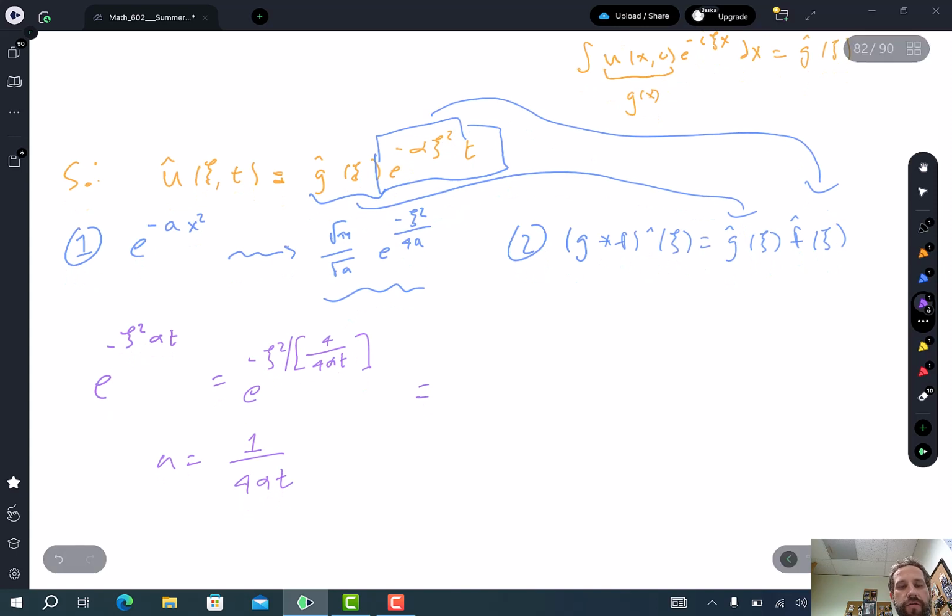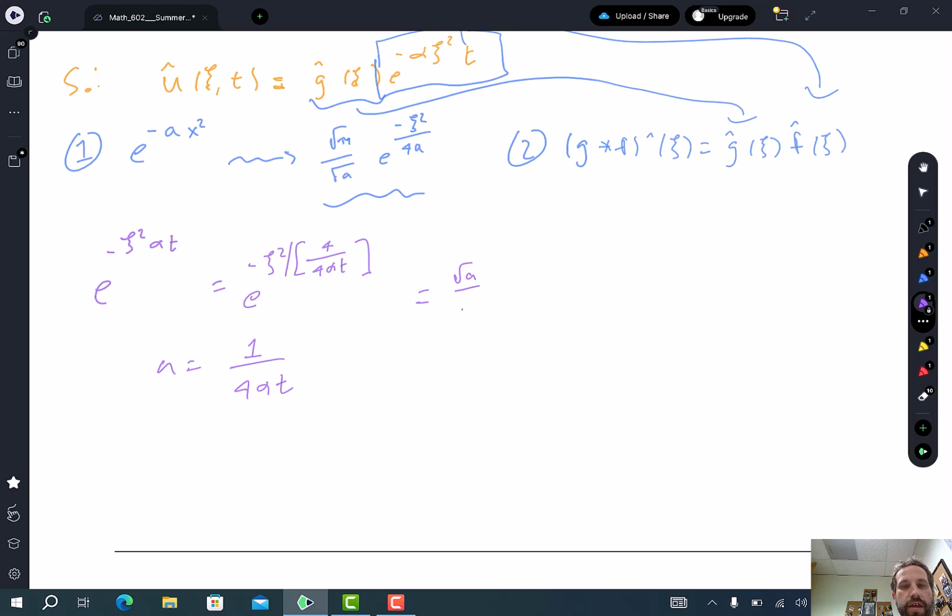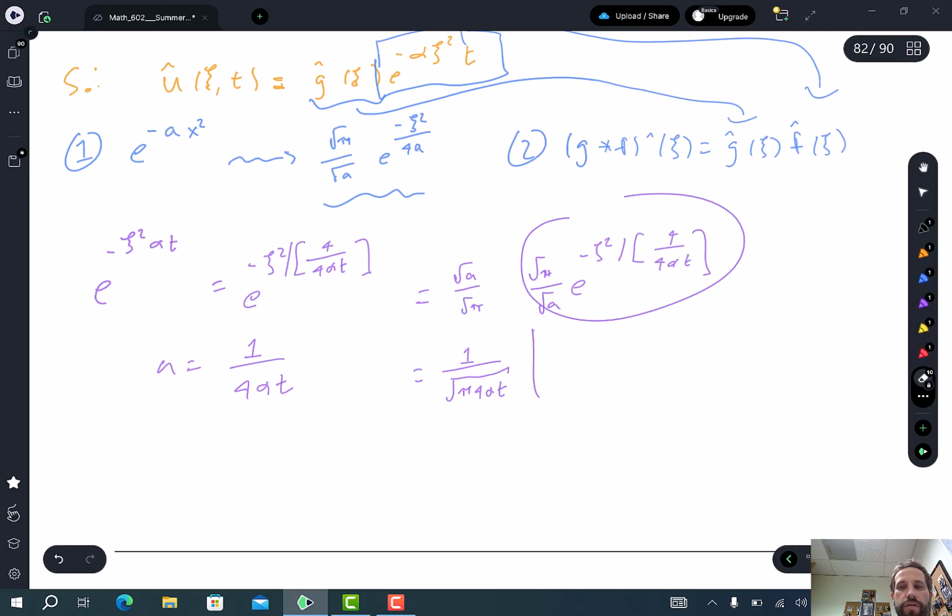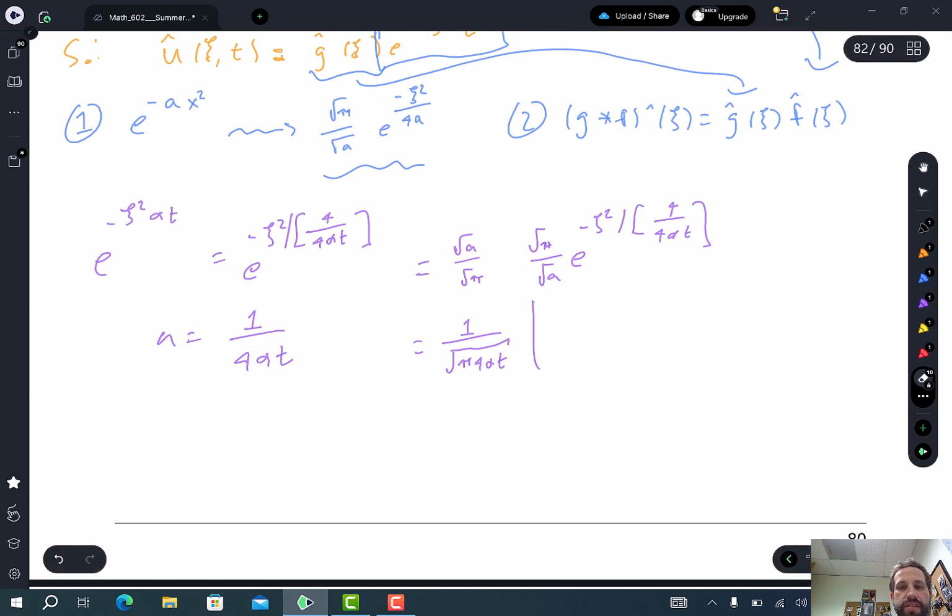I need to have a square root of pi over square root of a. I don't have that, so I'm going to multiply by the square root of a over the square root of pi, and then divide by the square root of a over the square root of pi times e to the minus c squared over 4 alpha t. The square root of a is 1 over the square root of 4 alpha t, so this is 1 over the square root of 4 pi alpha t. And then this whole thing is the Fourier transform, where a is equal to 1 over 4 alpha t. So this is the Fourier transform of e to the minus x squared over 4 alpha t.